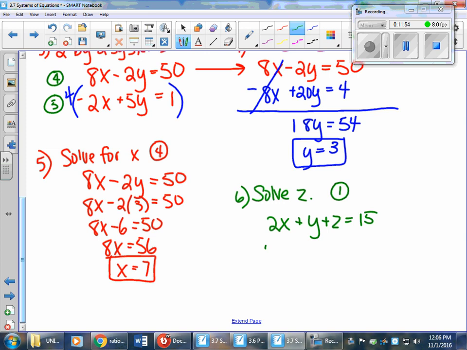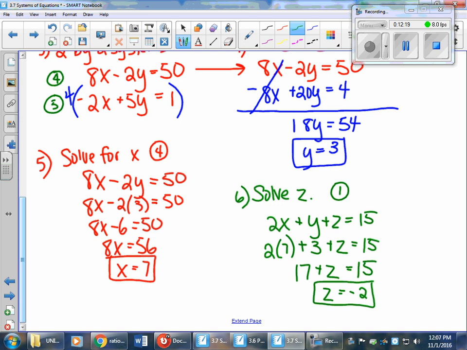All right, so 2x, which is 7, plus y, which is 3, plus z is equal to 15. So we have 14 plus 3, which is 17. So we have 17 plus z is equal to 15, minus 17 from both sides, and z is equal to negative 2.